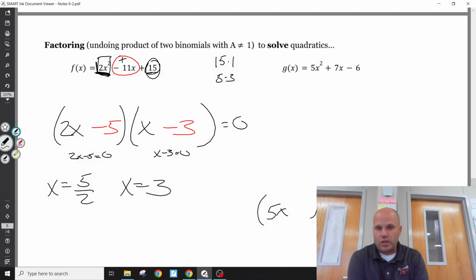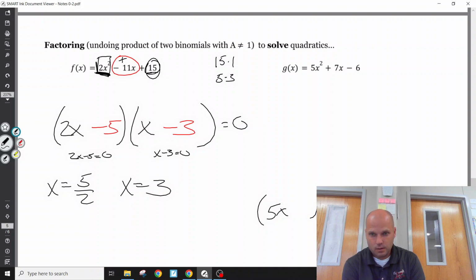6 and 1 or 3 and 2. And I got to get 7. One of them's got to be positive or negative. I don't want to do 6 times 5, that's 30. I can do 6 times 1, that's 6. 5 times 1 is 5. So I'd get 6 and 5. That's not going to give me 7. So I know I'm going to have to do 3 and 2. If I do 10, 5 times 2, and then 3 times 10 and 3 gives me 7. Boom.